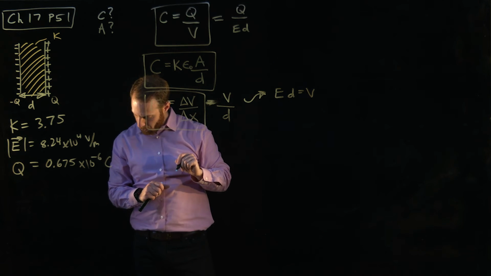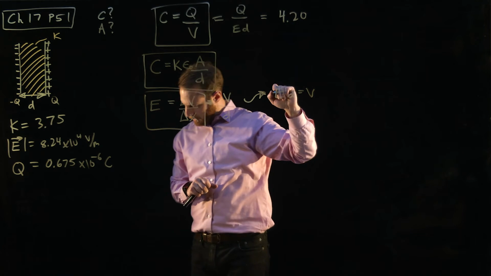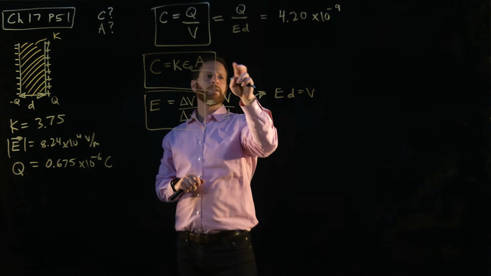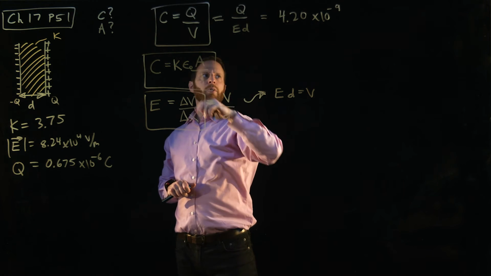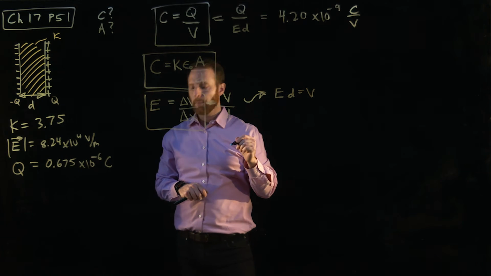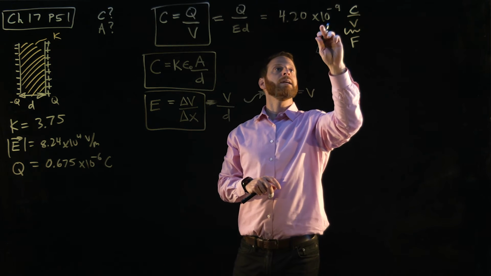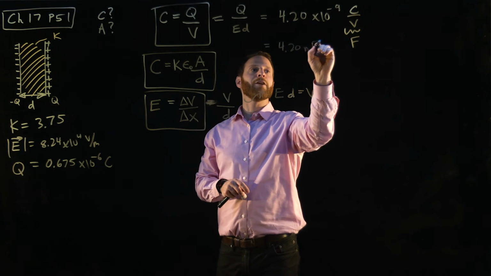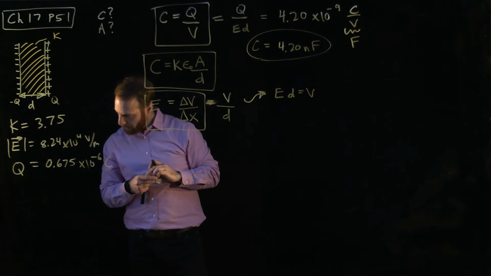When you stick in all those numbers, you'll find that this is roughly 4.20 times 10 to the minus 9. If you think about the units, on the top, coulombs, on the bottom, volts. So I can write that as a coulomb per volt, but as you perhaps remember, the units for capacitance also take the form of farad. 10 to the minus 9 is the same thing as nano, so I can write this as 4.20 nanofarads. That is the capacitance of this parallel plate capacitor.